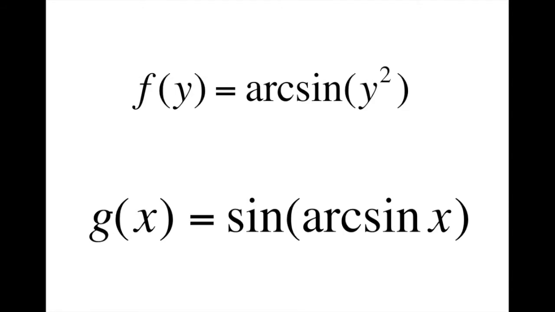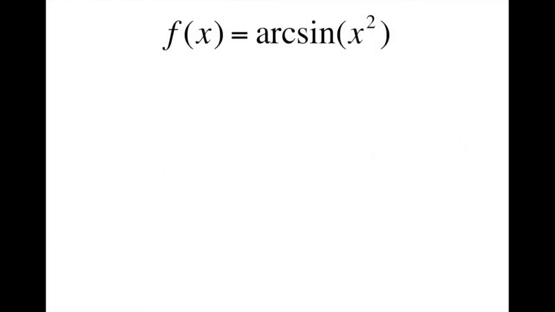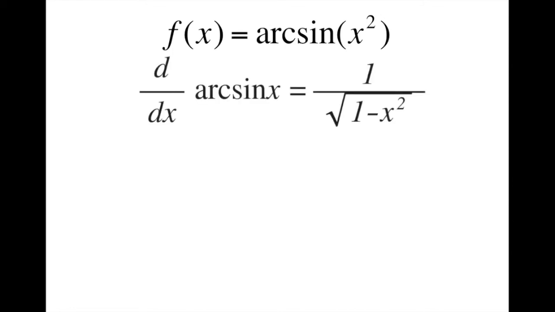Here are some problems to consider deriving. Take a stab at them, and I shall explain them shortly. So f of x is equal to arcsine of x squared. This equation is fairly easy, as you just have to use the derivative of arcsine, which is this, and use a little bit of the old chain rule to figure out the derivative.